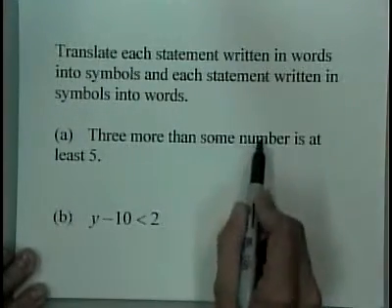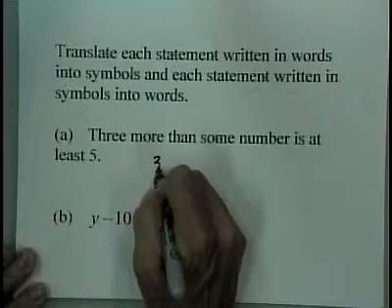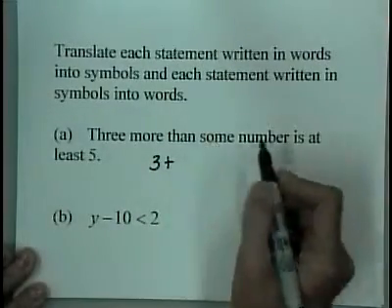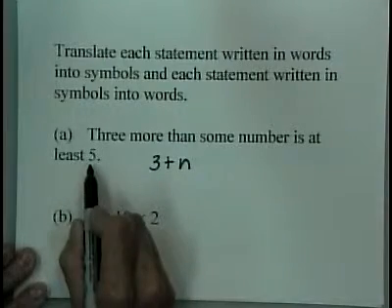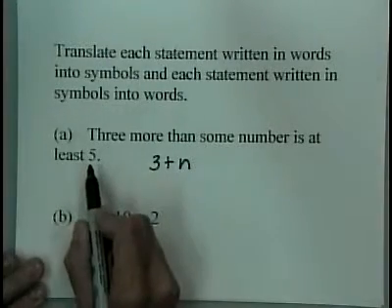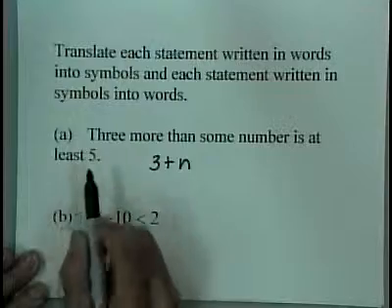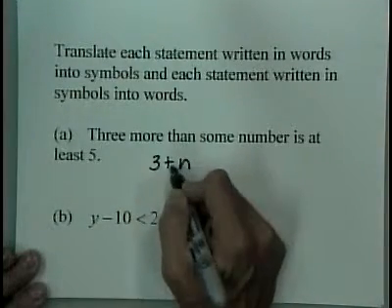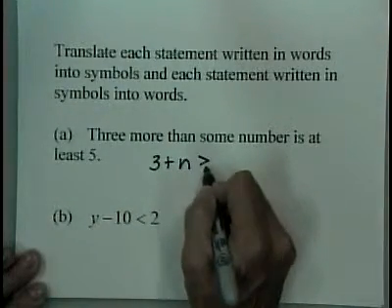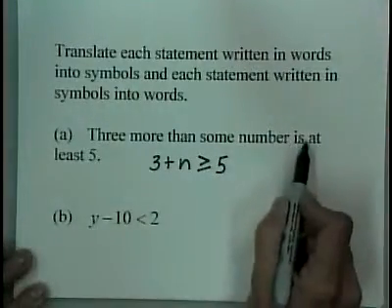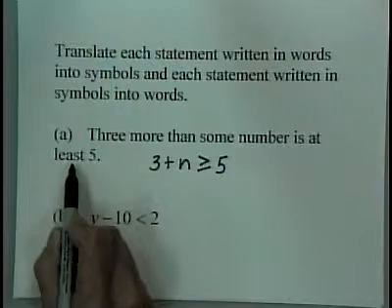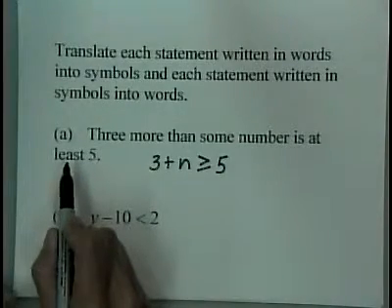3 more than some number can be written 3 plus, and now choose a variable for some number. The "is at least 5" part of the statement is where an inequality comes in. To be at least 5, 3 more than some number needs to be bigger than or equal to 5. And you'll see a lot of hints about phrases like "at least" in your textbook on page 29.